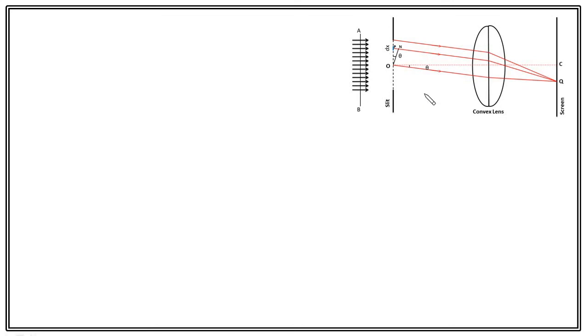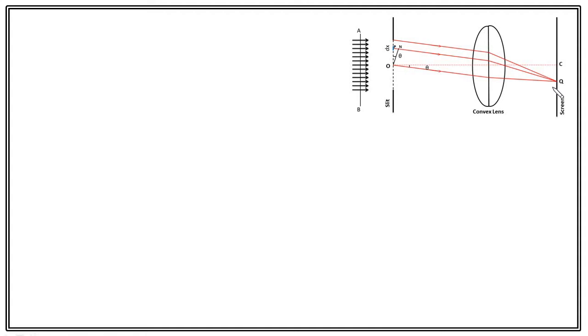The very first question: what do we want to calculate? We want to calculate the intensity of the light which is falling on this screen. So let's calculate the intensity of light at point Q. Then by changing this angle, we can calculate the intensity of light on the whole screen, right? So we will proceed one by one.